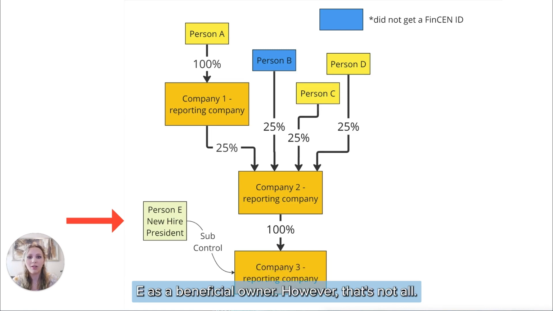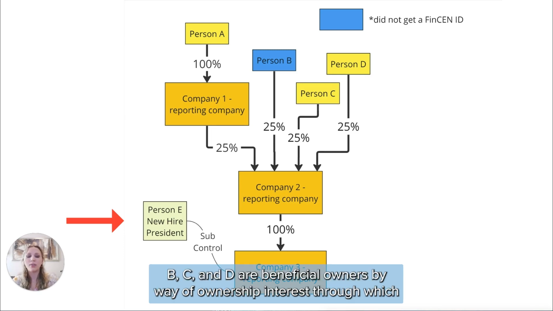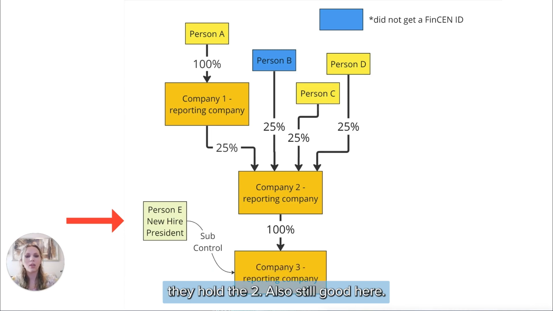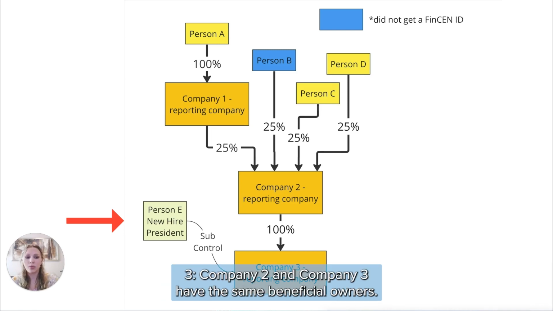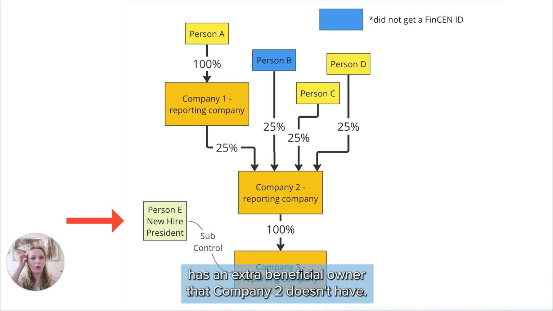However, that's not all. We need to consider those 3 criteria again. Number 1. Company 2 has a FinCEN ID, so we're good here. Number 2. Person A, B, C, and D are beneficial owners by way of ownership interest through which they hold in Company 2. Also still good here. Number 3, Company 2 and Company 3 have the same beneficial owners. Here's where our issue is. Number 3 is no longer met because Company 3 has an extra beneficial owner that Company 2 doesn't have.